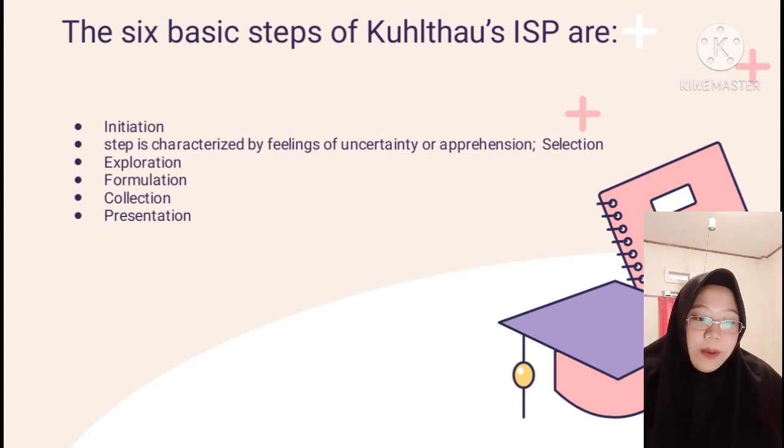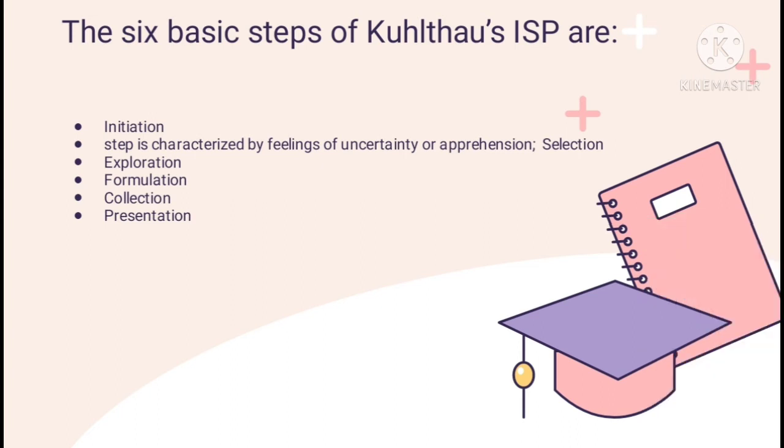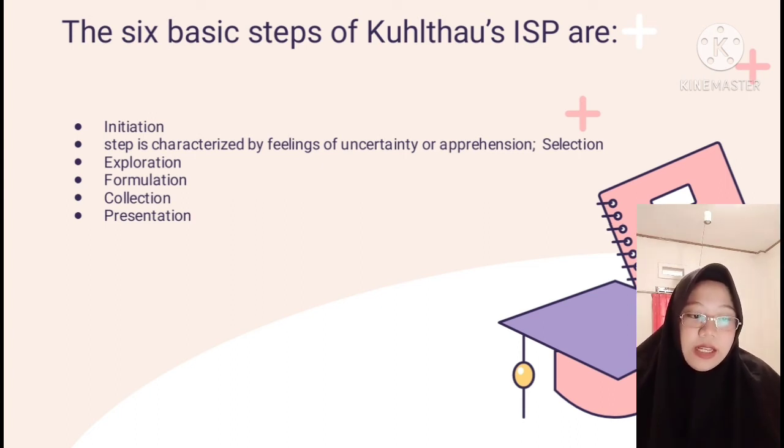This step is characterized by feelings of uncertainty or apprehension. Number 2 is selection. The learner begins by selecting a topic to research and being set to begin the research process. Feelings of optimism or excitement may accompany this step. And the third is about exploration.